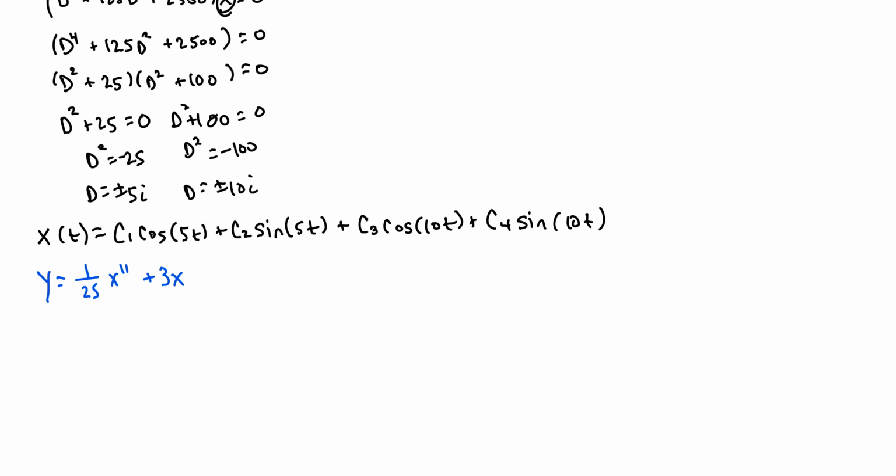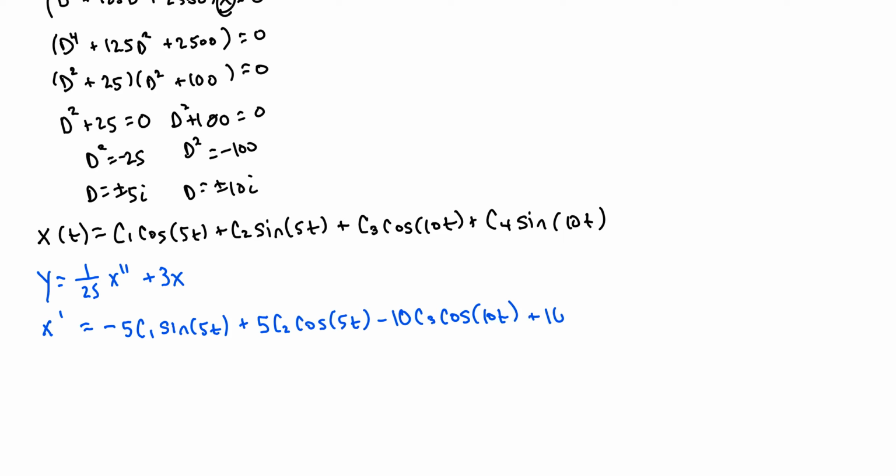Looks like we're going to need to find a couple of derivatives of x. So the first derivative is negative 5c1 sine of 5t plus 5c sub 2 cosine of 5t minus 10 c sub 3 cosine of 10t plus 10 c sub 4, oops, that should have been a sine, and this one will be a cosine.